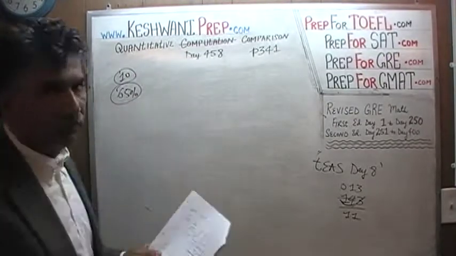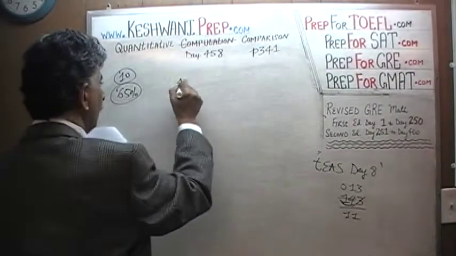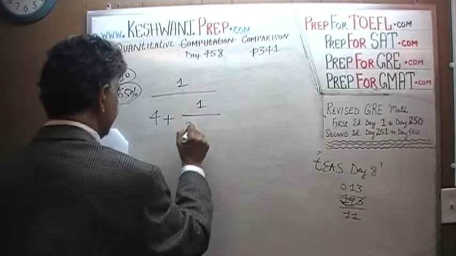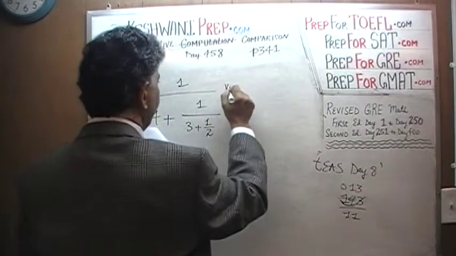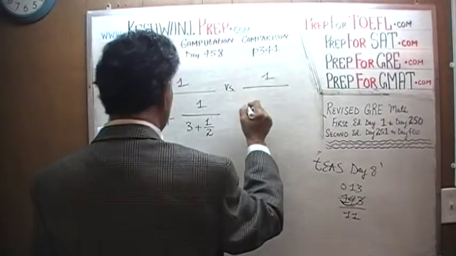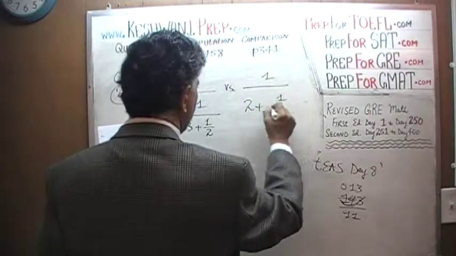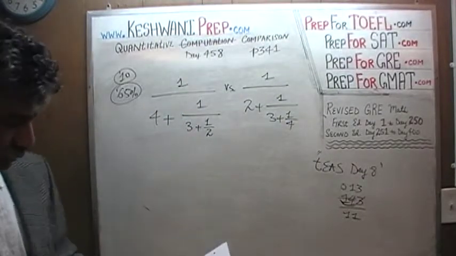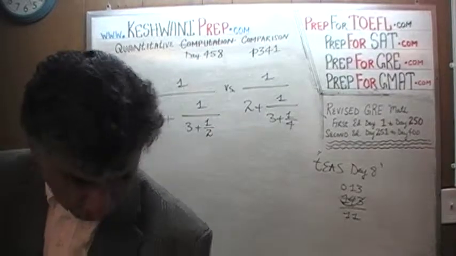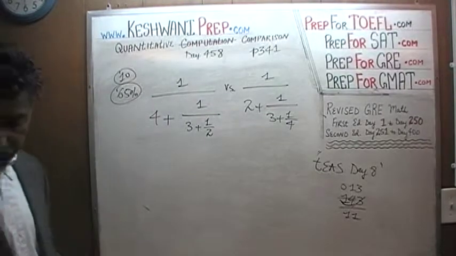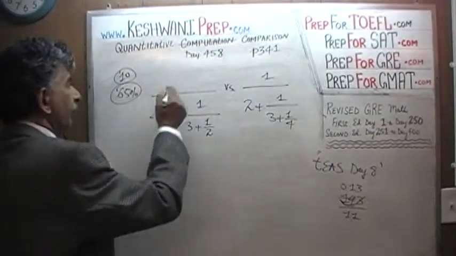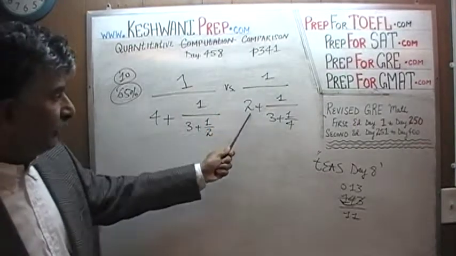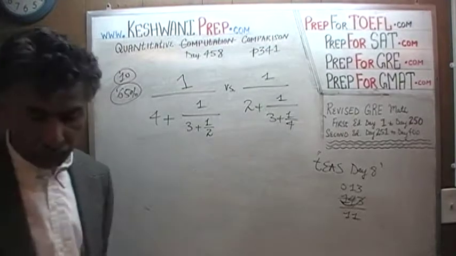65% of people took the exam. About two-thirds of the people had no trouble. Here's what we're being asked to compare: 1 divided by 4 plus 1 divided by 3 plus half, versus 1 divided by 2 plus 1 divided by 3 plus 1 quarter. One more time: 1 divided by 4 plus 1 divided by 3 plus half, versus 1 divided by 2 plus 1 divided by 3 and a quarter.